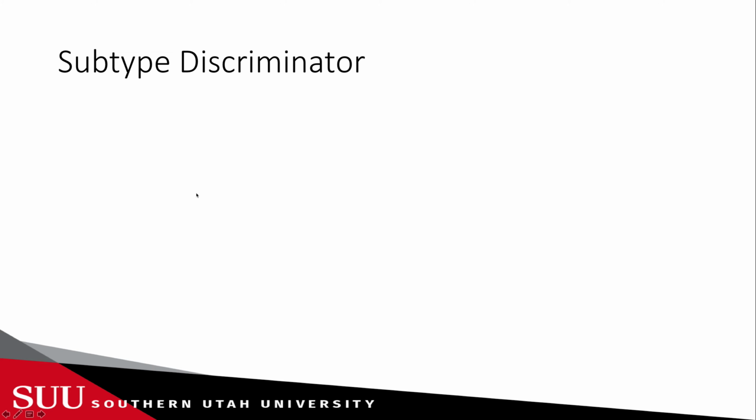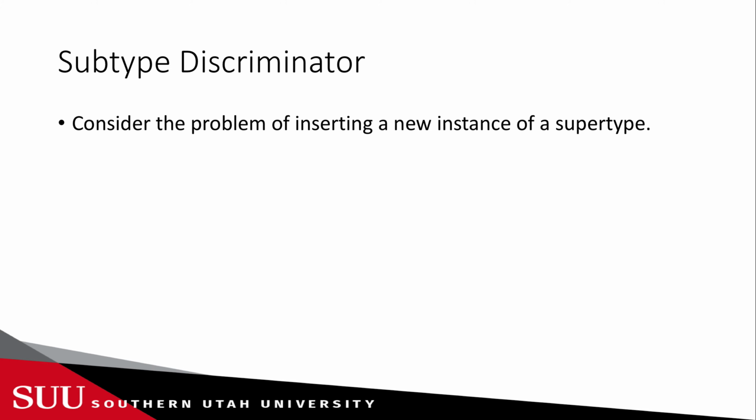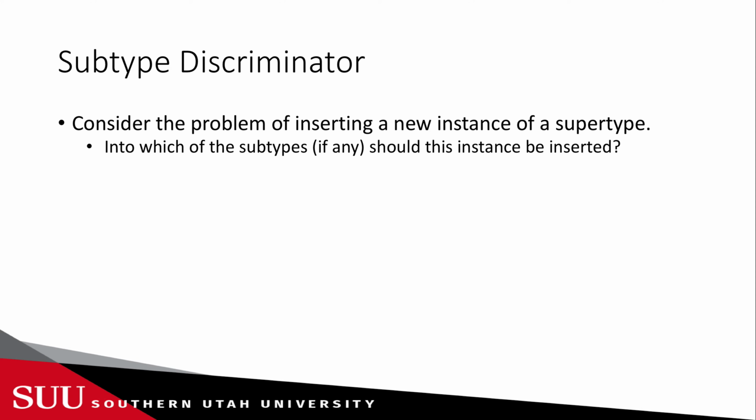In this video, we'll talk about the subtype discriminator and why we need one. Consider the problem of inserting a new instance of a supertype. When I insert an instance in my database, the question is into which of the subtypes, if any, should this instance be inserted? Will I insert it in subtype 1, subtype 2, just leave it at the supertype, or insert it into more than one subtype? How will I know what to do?